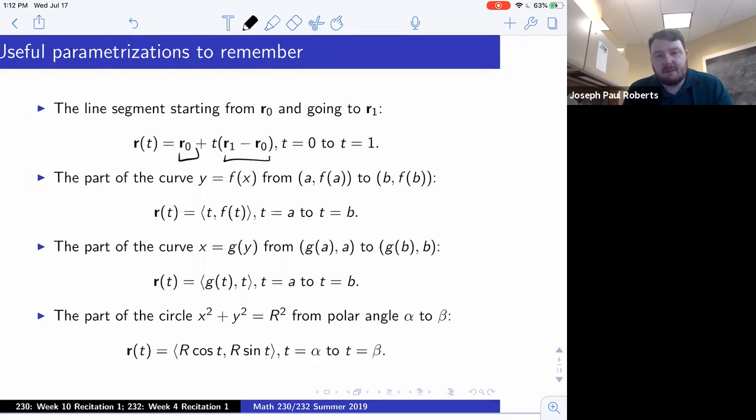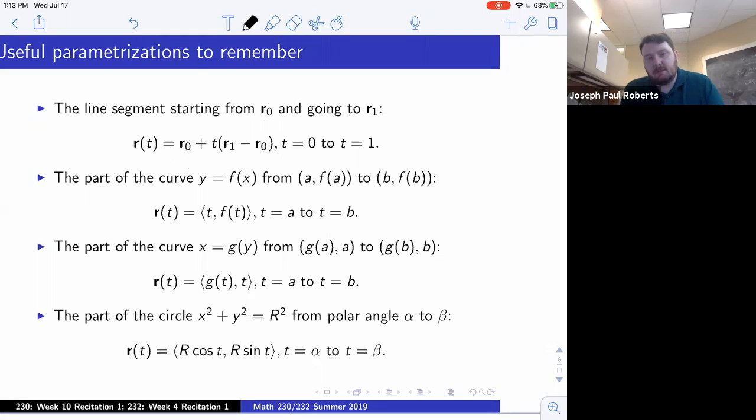But the whole idea is that if you memorize and use this exactly, then it's guaranteed to be 0 to 1. So if you start messing around with this, you might have to figure out which t values give you the given points. But it's pretty clear here that if you substitute in t equals 0, you get r0. So we're starting at r0, so that's good. And then if t equals 1, then the r0s cancel and you're at r1.